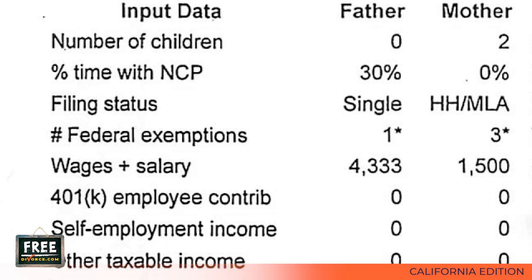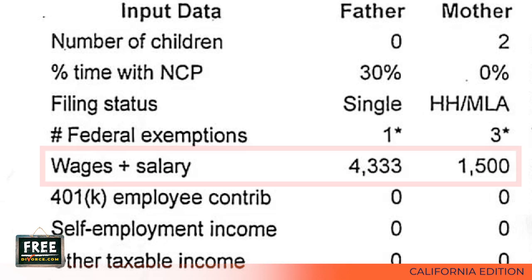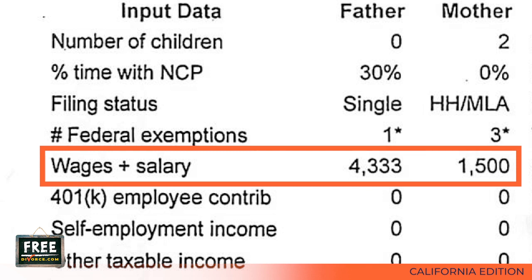In the sample calculation, you list father's salary as $4,333 per month. My husband has a base salary, but then he also gets extra pay because he frequently works a lot of overtime, and at least once per year he gets a big bonus. How does that extra income factor into the child support calculation?